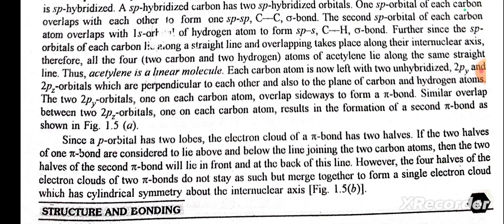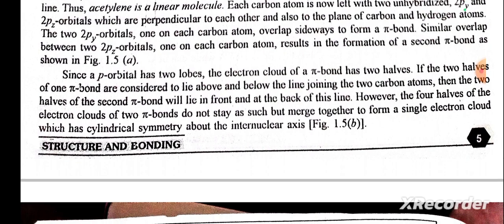Each carbon atom is now left with two unhybridized p-y and p-z orbitals, and these are perpendicular to each other and also to the plane of the carbon and hydrogen atoms. The two p-y orbitals of each carbon atom overlap sideways to form a pi bond, and similarly the overlap between the p-z orbitals of the two carbon atoms results in the formation of the second pi bond. As a result, as shown in figure 1.